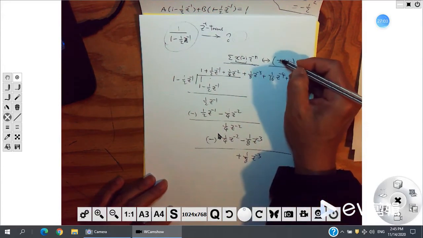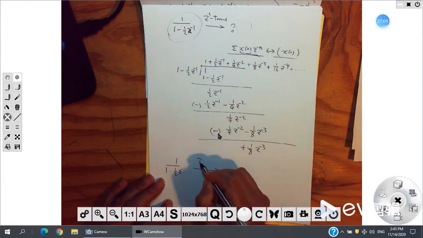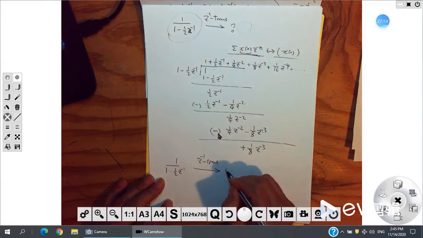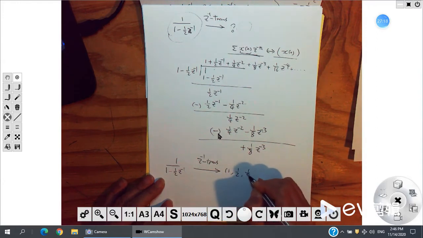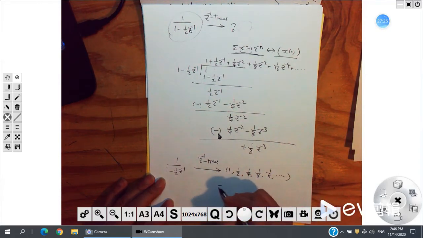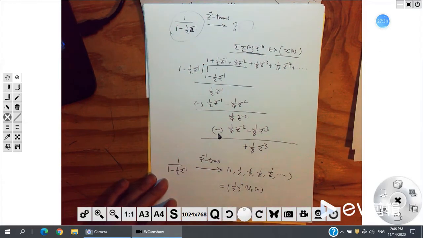So this part is what? We have this 1 over 1 minus 1/2 z to negative 1. We do the inverse transform. We will have 1, 1/2, 1/4, 1/8, 1/16, and so on. You can just write these as 1/2 to the n times the unit step at n, just like this.